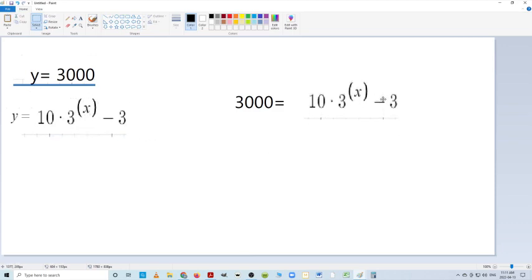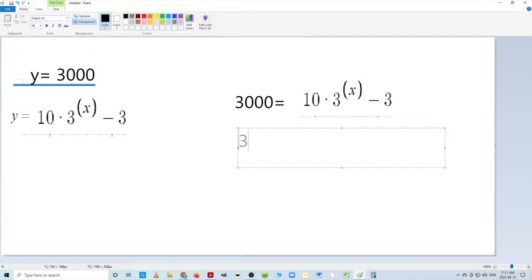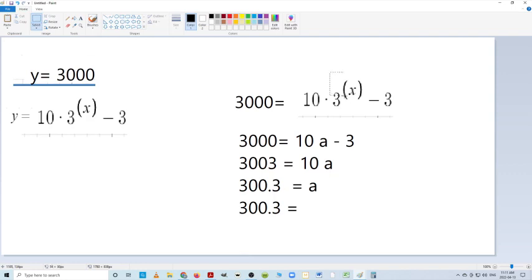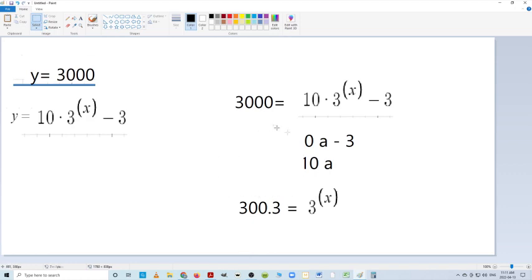Then if you have trouble understanding how to isolate, you can always let A equal to this. You're always allowed to substitute and resubstitute back in math. It's a very handy skill to learn. So let's call it A, 10 times A minus 3. I add 3 to both sides. I get 3003 is equal to 10A, and therefore 300.3 is equal to A, and then I just bring back my substitution. I bring back what A was standing in for. So now I've got this, so I'll just erase everything else.